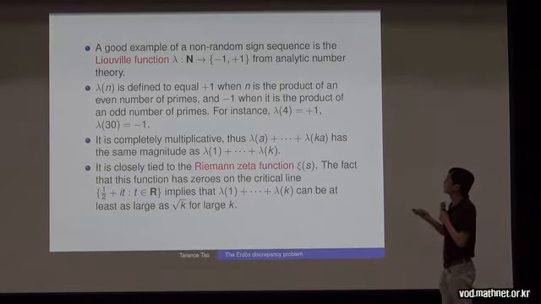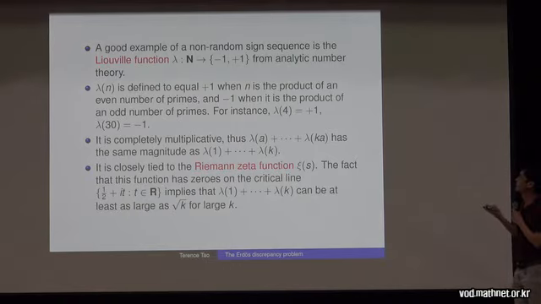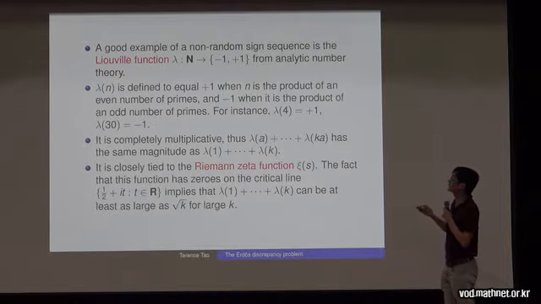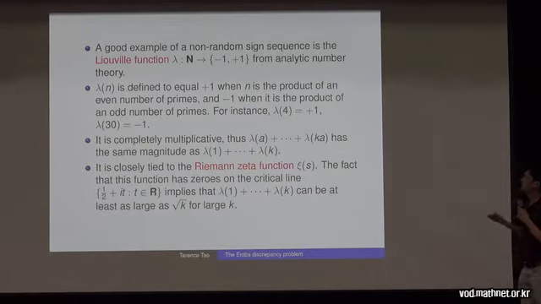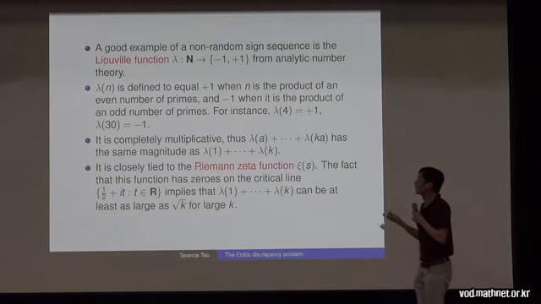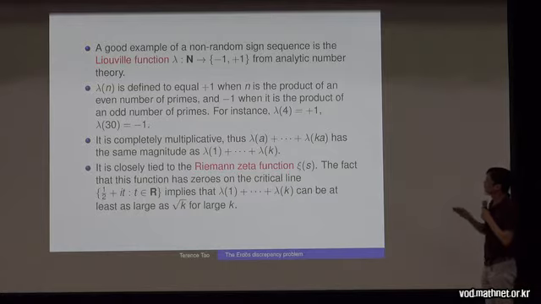One example to consider comes from number theory. There's a very important number theory function which is a sign pattern, what's called the Liouville function, lambda. It's defined to be +1 when n is the product of an even number of primes, and -1 when n is the product of an odd number of primes. So 4 is 2 times 2, that's 2 primes, so lambda of 4 is +1. 30 is the product of 3 primes, 2, 3, and 5, so lambda of 30 is -1. So it's a sign pattern, +1, -1, -1, +1.